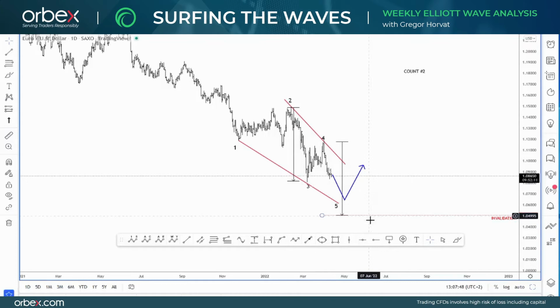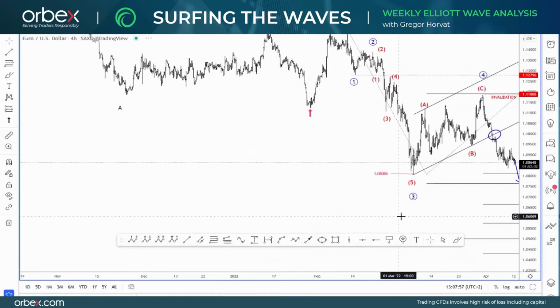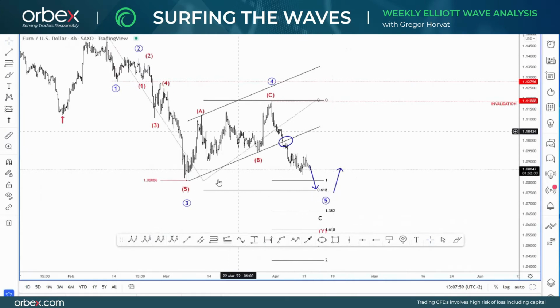Of course, the invalidation level for this ending diagonal would be at 105, because wave 5 must not be longer than wave 3. Also, looking at the 4-hour chart here, and why I think that there can be a little bit more weakness coming.